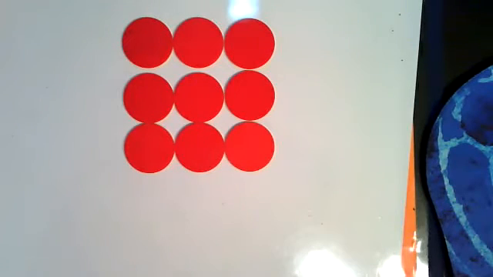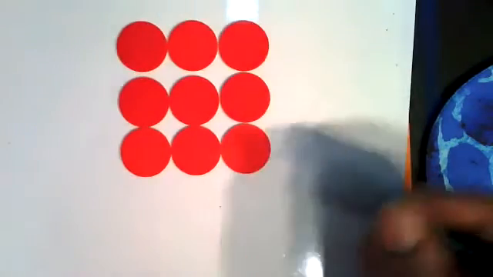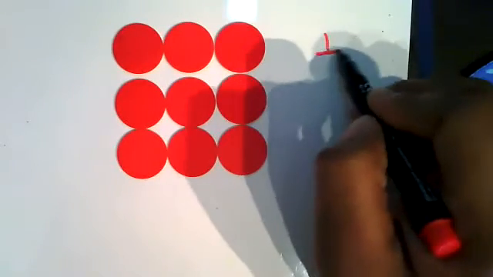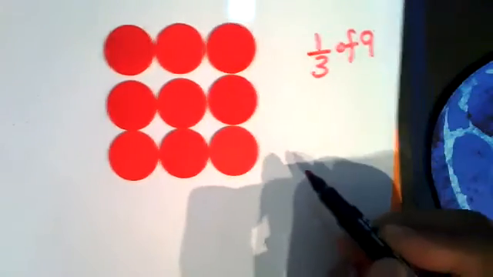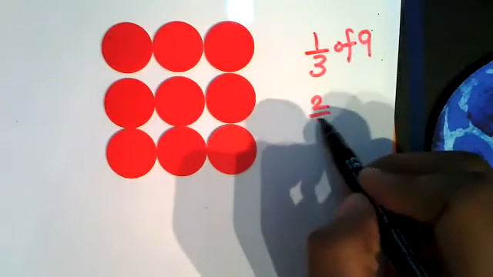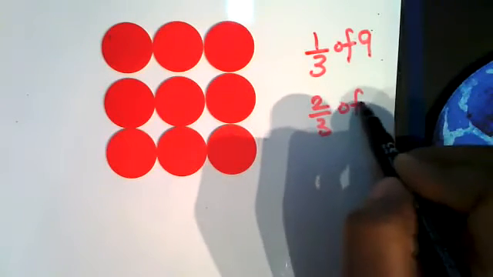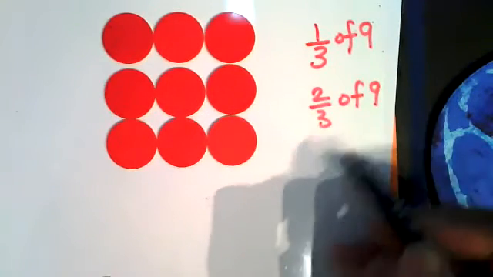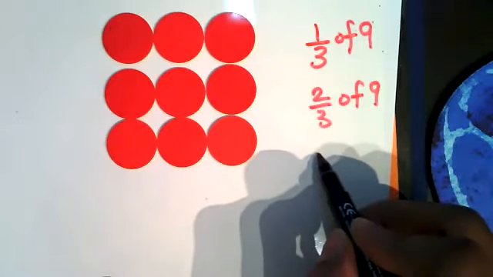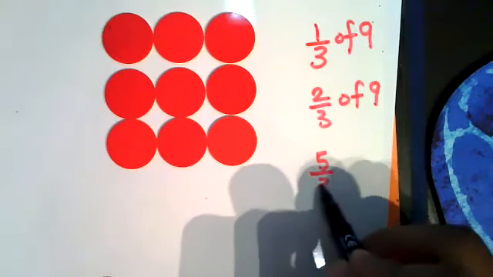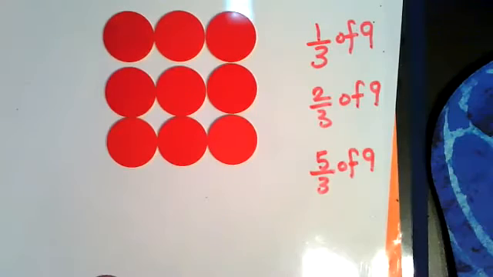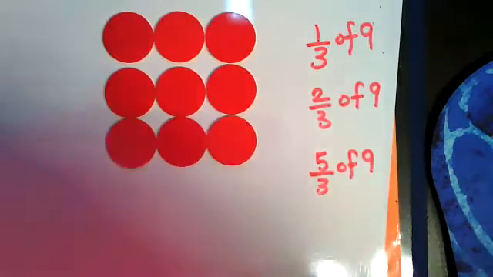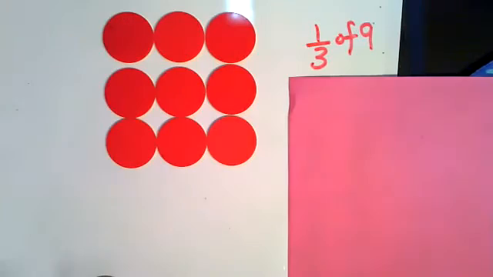And then they're going to ask you to give either 1/3 of 9, 2/3 of 9, and it may even ask you to think about maybe 5/3 of 9. So let's look at each one of them individually. All right, so let's start with 1/3 of 9.